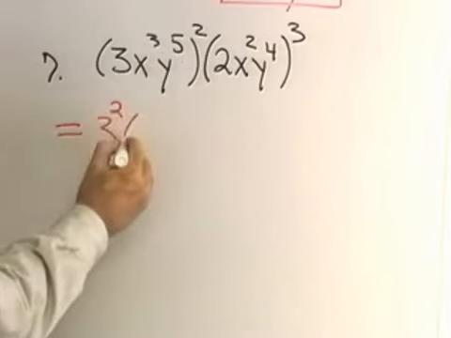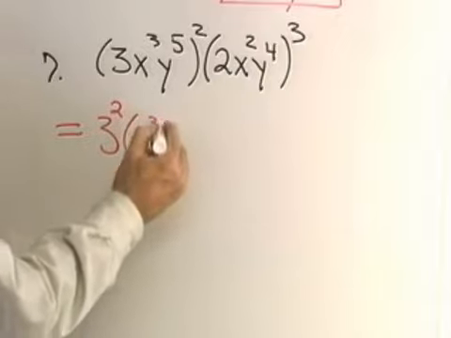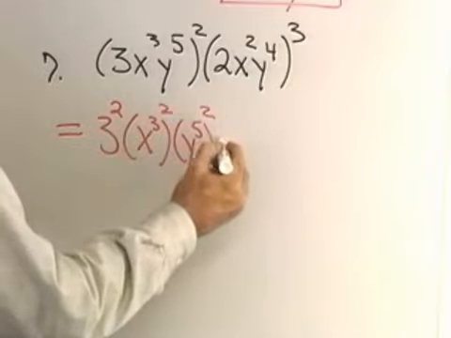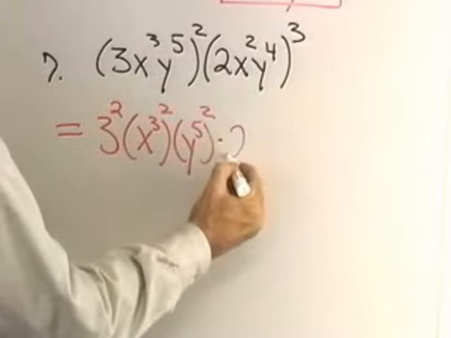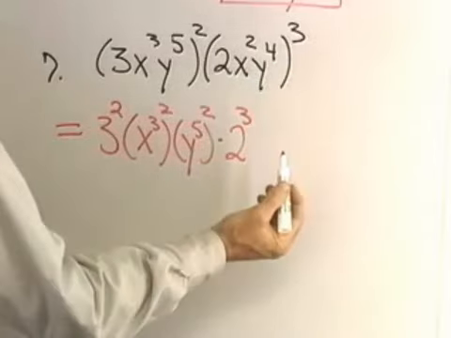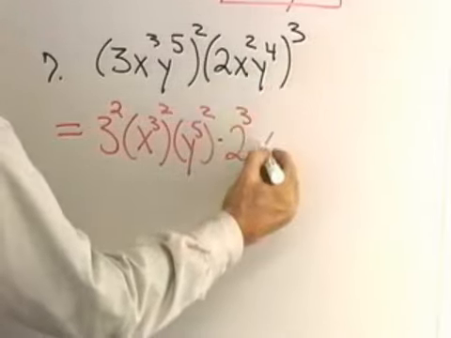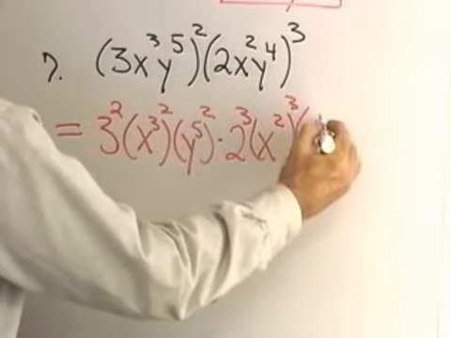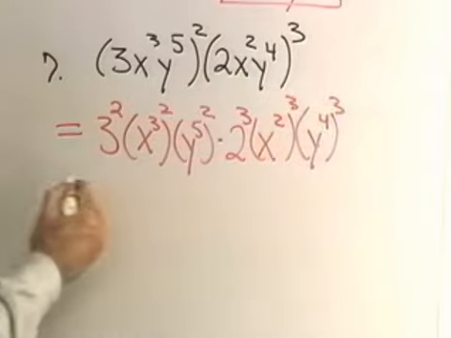3 to the 2, x cubed to the 2nd, y to the 5th to the 2nd, times 2 to the 3rd. I do the same thing to this expression and take all three of those factors and raise them to the 3rd. So 2 to the 3rd, x squared to the 3rd, y to the 4th to the 3rd.